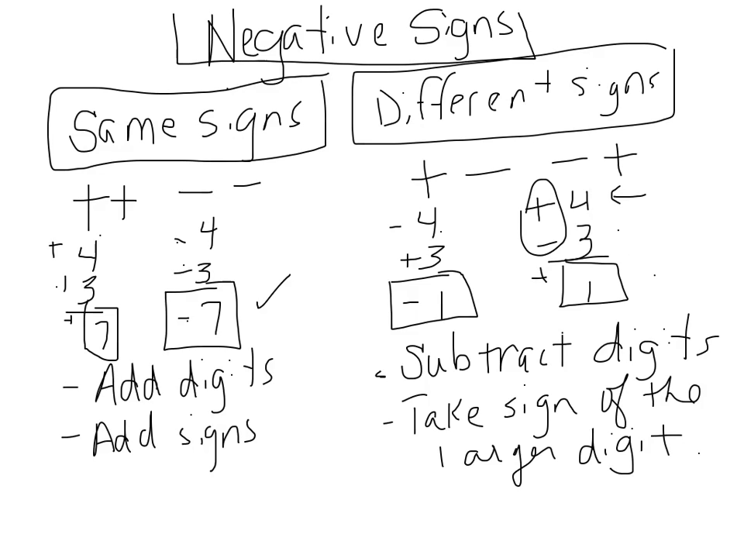So if you have both the same, the two rules are you add the digits and add the sign. If they're both different signs, one's positive, one's negative, you subtract the digits and then you take the sign of the larger. So make sure you understand this and make sure it goes in your reference spiral and use it. That's the whole point of a reference spiral. All right, hope this helps.